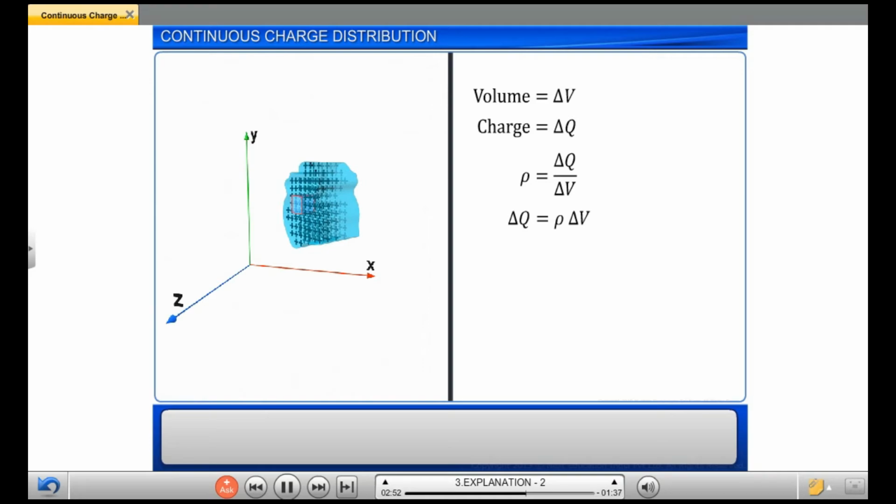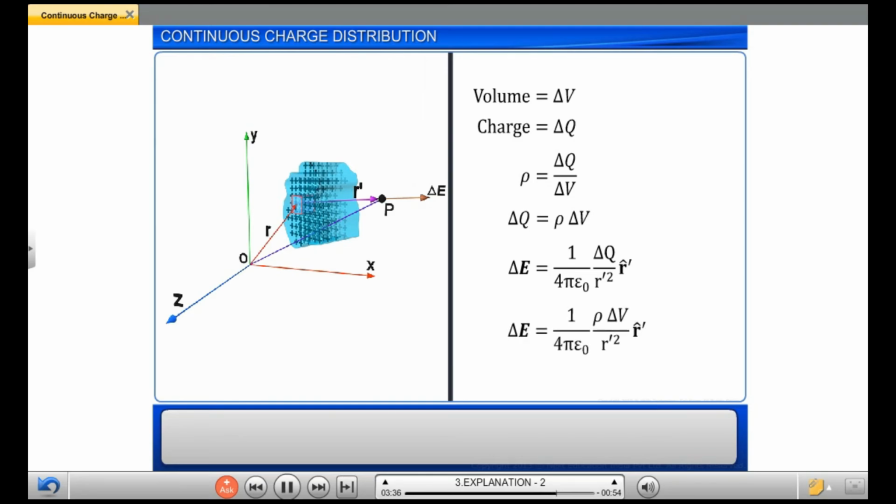The position vector of the volume element delta V with respect to the origin O is R. Consider a point P in the electric field of the volume charge distribution, which is at a distance of R' from the volume element delta V. The electric field strength at point P due to the volume element is delta E is equal to 1 by 4 pi epsilon naught delta Q by R' square into R' cap, where R' cap is the unit vector in the direction of the straight line from the volume element towards the point P. This can be written as delta E equal to 1 by 4 pi epsilon naught into rho delta V by R' square into R' cap.